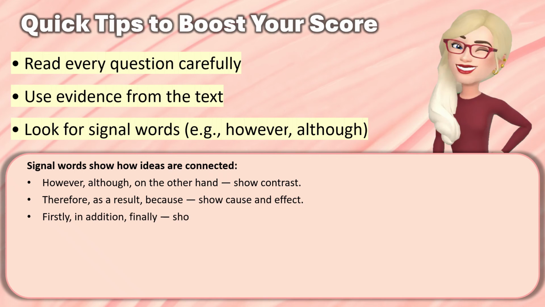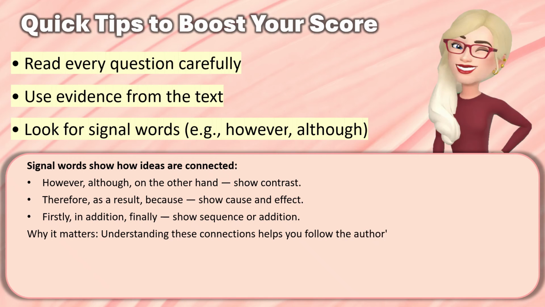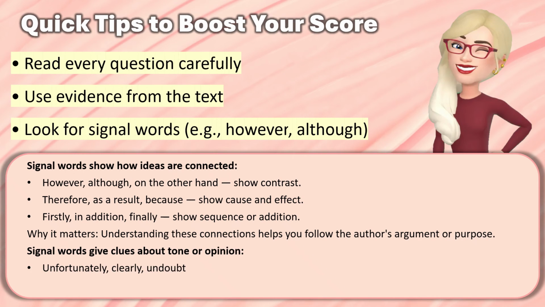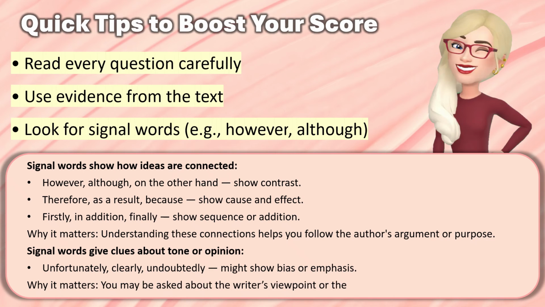So words like however, although, and on the other hand, will show contrasts. Therefore, as a result, and because show cause and effect. So if this happens, then that will happen. So if this happens, therefore, this will happen. And firstly, in addition, and finally, shows sequence or addition.